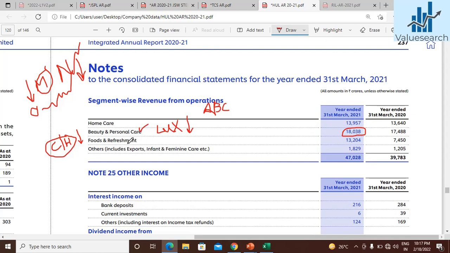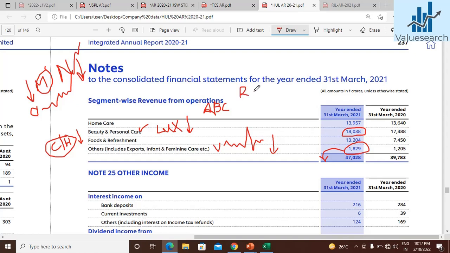They also sell various other products like infant products, feminine care products. In feminine care products, they have products like V-Wash, which they have acquired from GSK. So if something wrong happens over here, or if any competitor enters the market and the sale of this brand comes down, what will happen? This will definitely impact this number. In turn, their net profit will also go down.